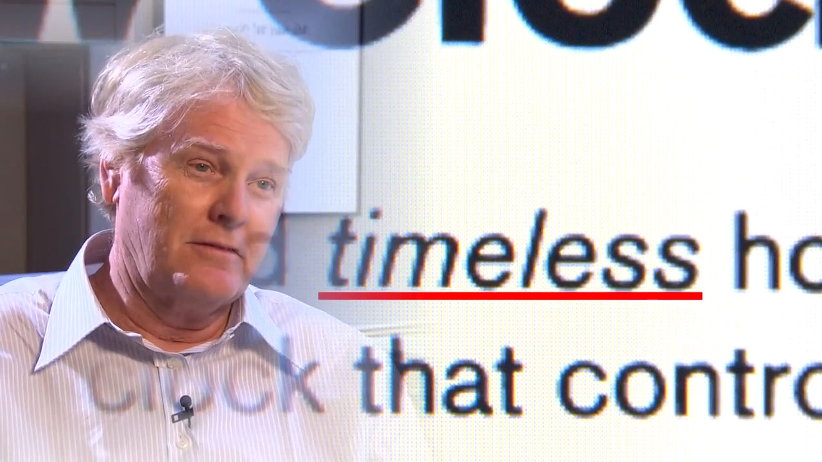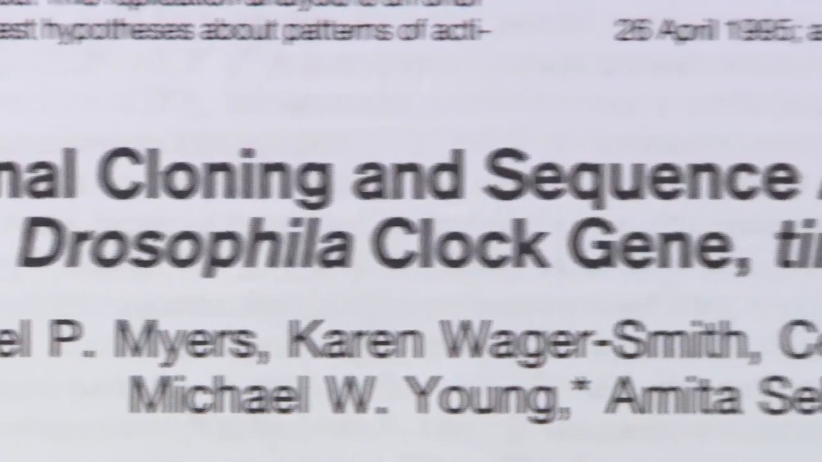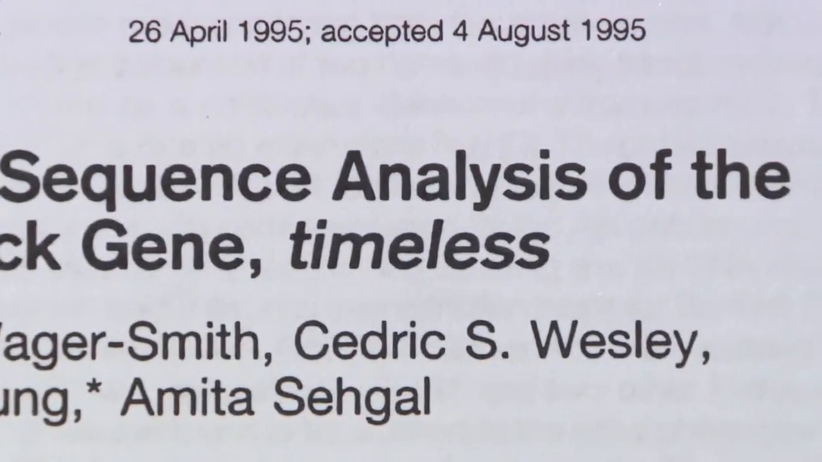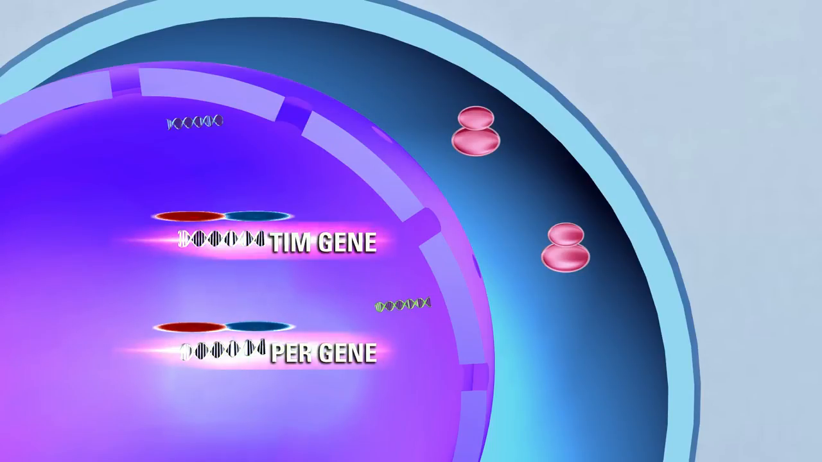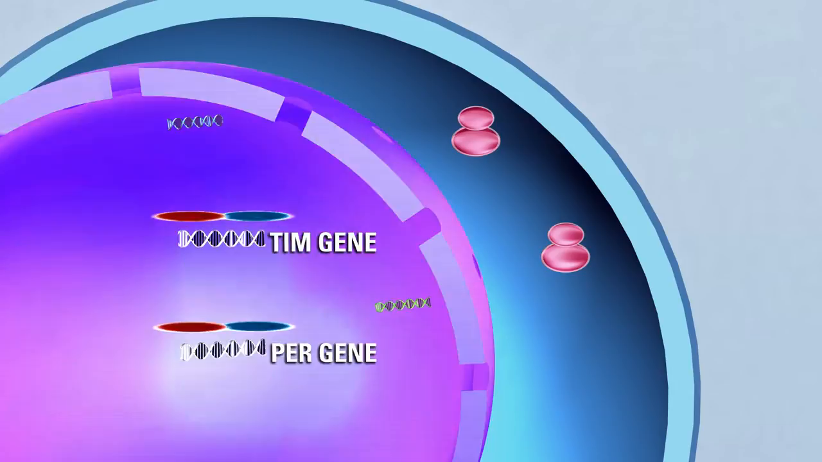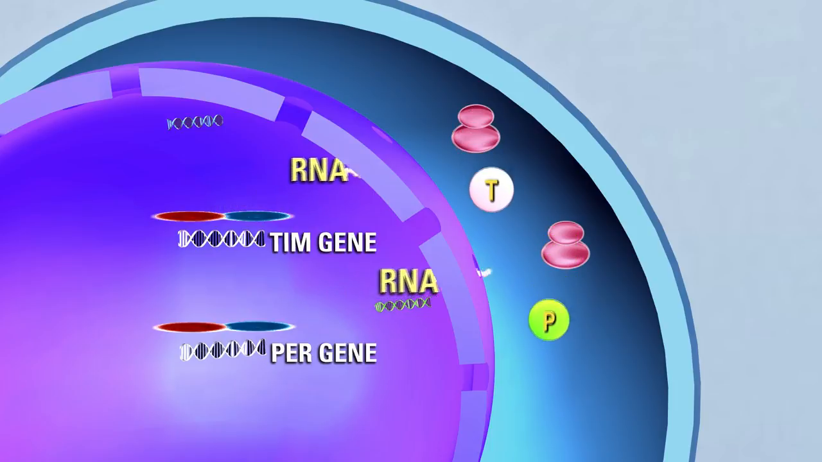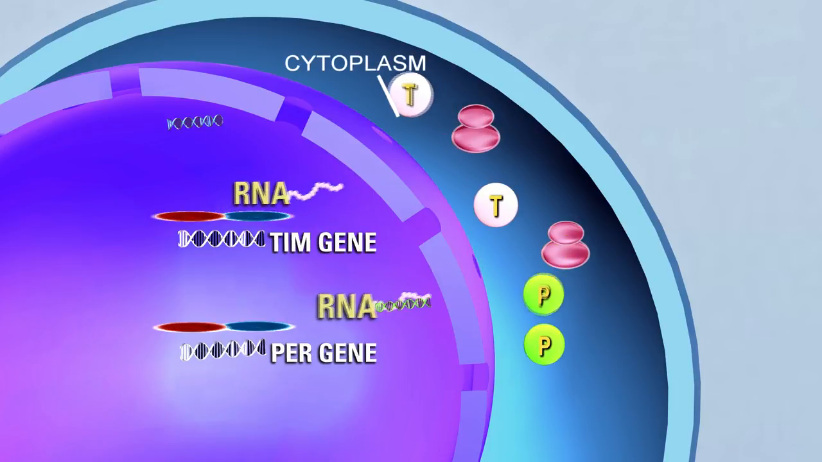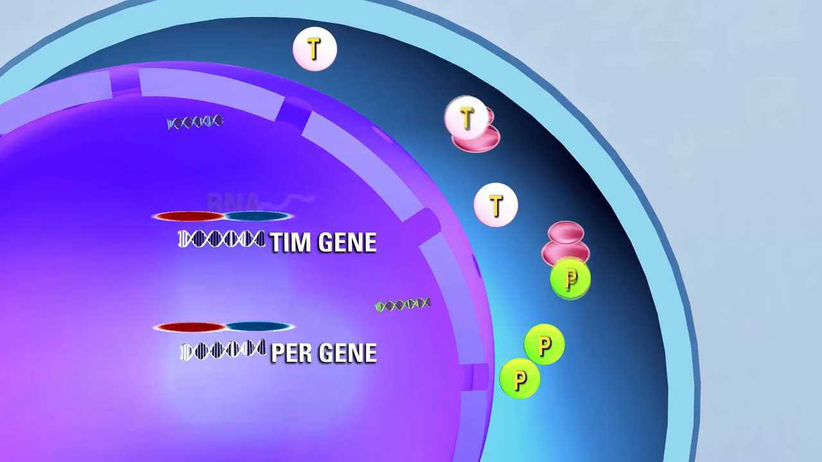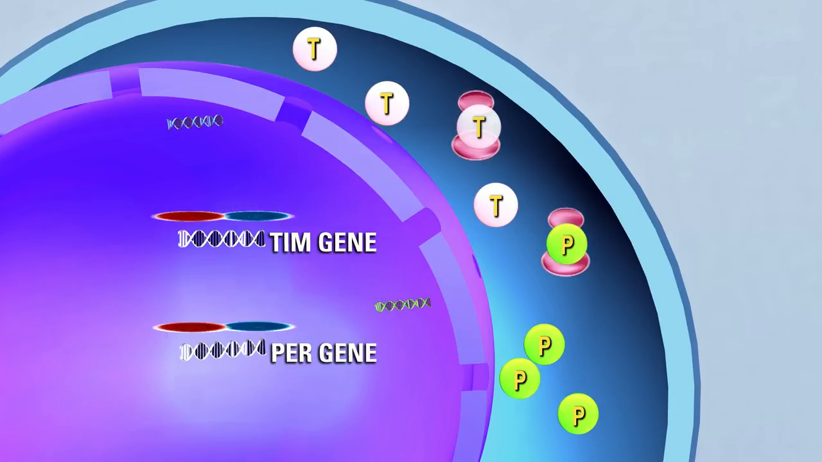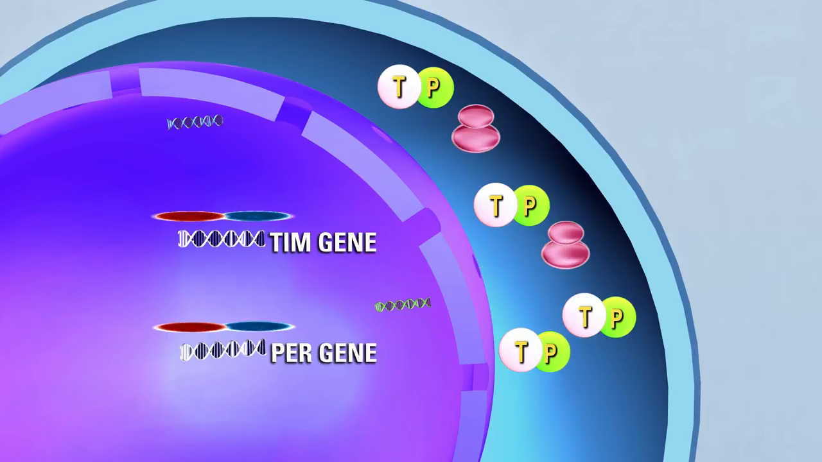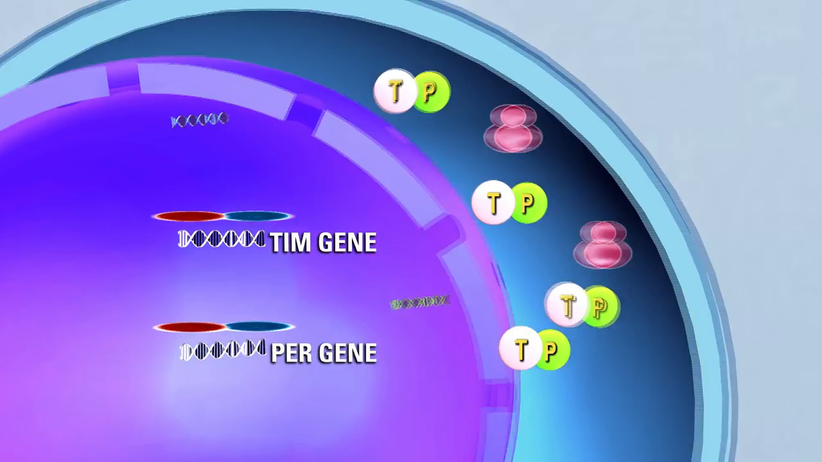We named it Timeless. The period gene and the timeless gene have a unique relationship. It turns out that these two proteins have to work together in order for biological rhythms, biological cycles, to occur. RNA from the period and timeless genes leaves the cell nucleus. A code carried by the RNA is used to make period and timeless proteins in the cytoplasm. When enough of these proteins have gathered, the Young lab found they combine and they turn into period-timeless complexes that can return to the nucleus.